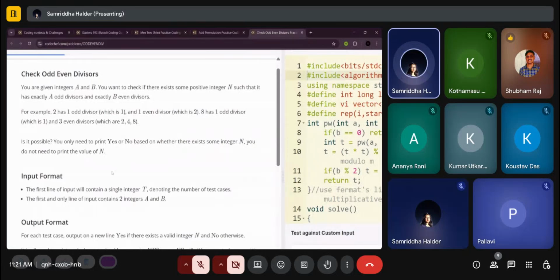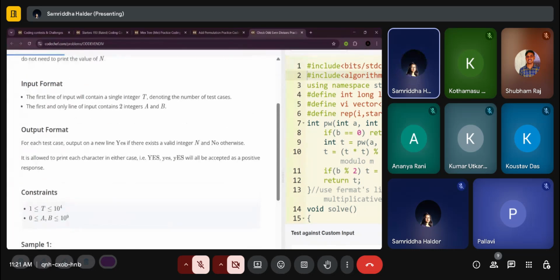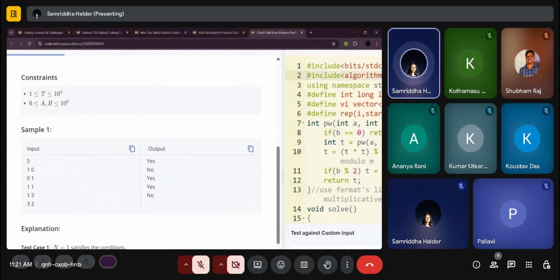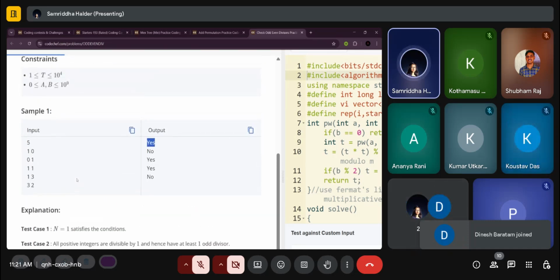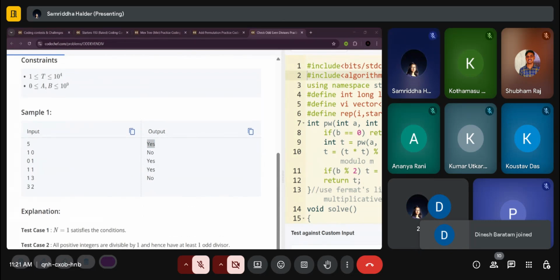Okay. So here it's given: check odd and even divisors. We will be given two integers a and b, and we want to check if there exists some positive integer n such that it has exactly a odd divisors and exactly b even divisors. See here, you have 1 and 0, that means 1 odd divisor and 0 even divisors. Is there any number possible which has one odd divisor and zero even divisors? It is yes. n equal to 1 only satisfies that. Now let's understand why it is working this way.